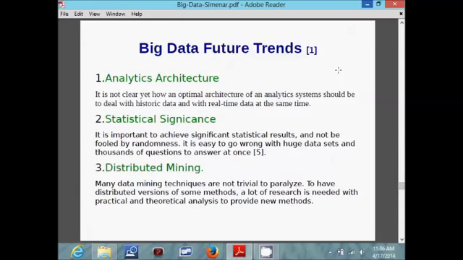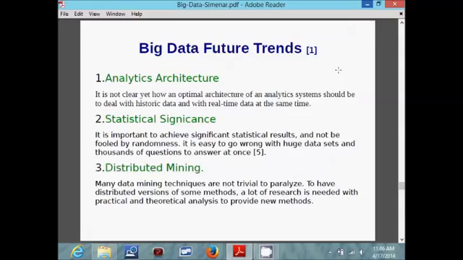Statistical significance. We already touched on this issue. It's important to achieve significant statistical results and not be fooled by randomness or by doing whatever statistics, just providing numbers.